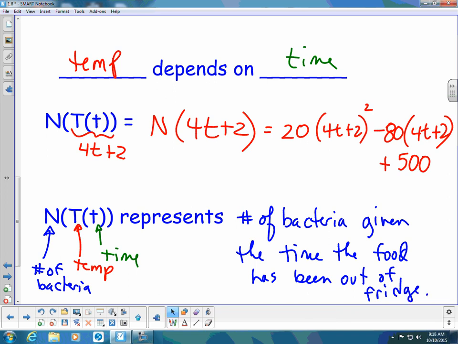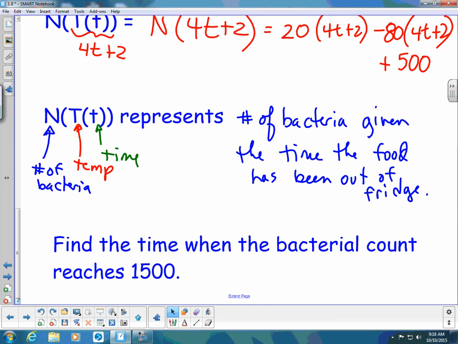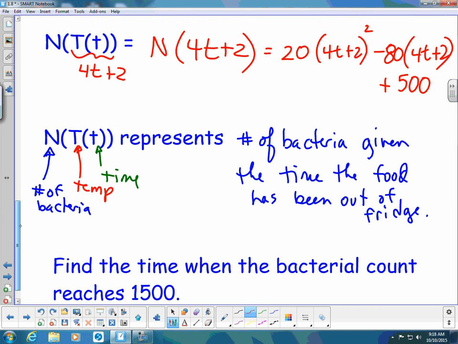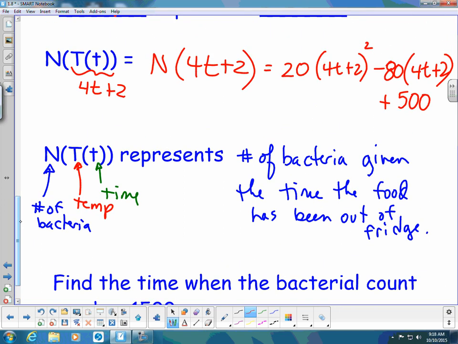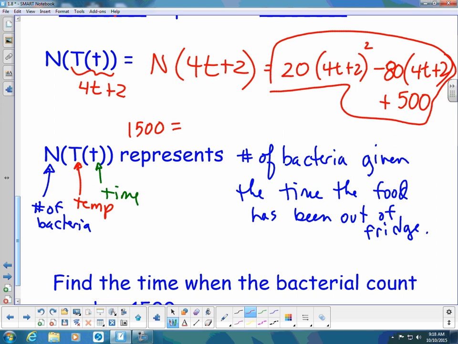All right. Okay, so you can then find the time when the bacterial count reaches 1500. How would you do that? Well, to find the time when the bacterial count reaches 1500, we would plug in 1500 for the bacteria count. So in this case, I'm going back up to this equation here, I would say 1500 equals, and I would have to set it equal to all of this, and then solve the equation.